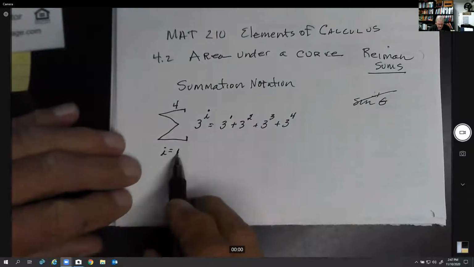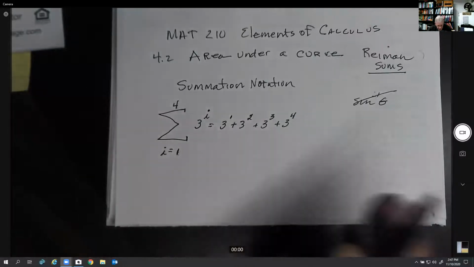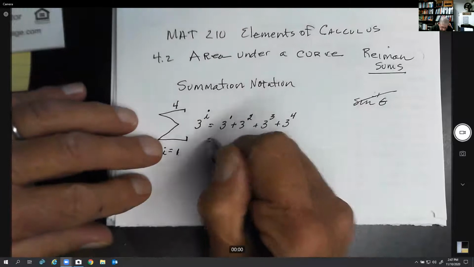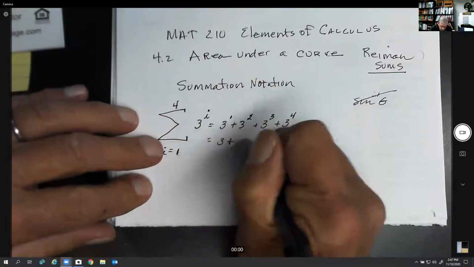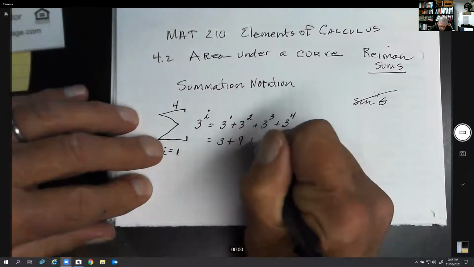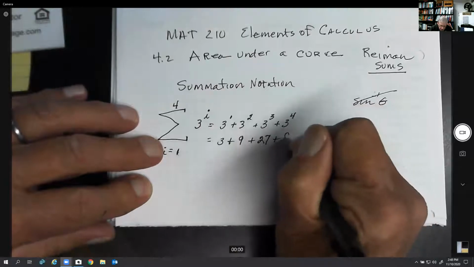So this doesn't always have to be a 1. It could be a 0. It could be -1. It could be -5, whatever. But each time we're going to do it consecutively. So this would be 3. 3 squared is 9. 3 to the third is 27. And 3 to the fourth is 81.